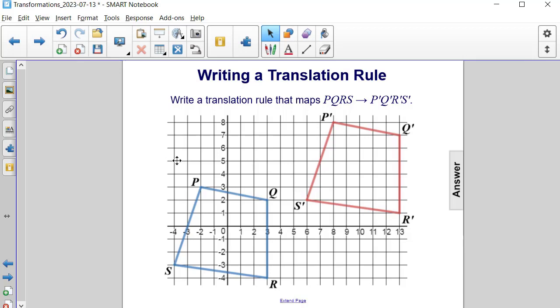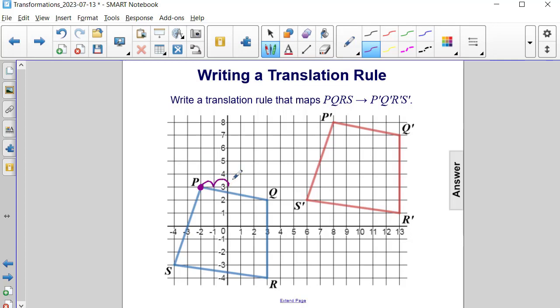Write a translation rule that maps quadrilateral PQRS to quadrilateral P prime, Q prime, R prime, S prime. Well, let's first start by choosing one of the original vertices from the pre-image. So let's do point P, and we are going to count the number of spaces required to get from P to P prime. So we're going to go to the right 1, 2, 3, 4, 5, 6, 7, 8, 9, 10. So I had to go 10 units to the right.